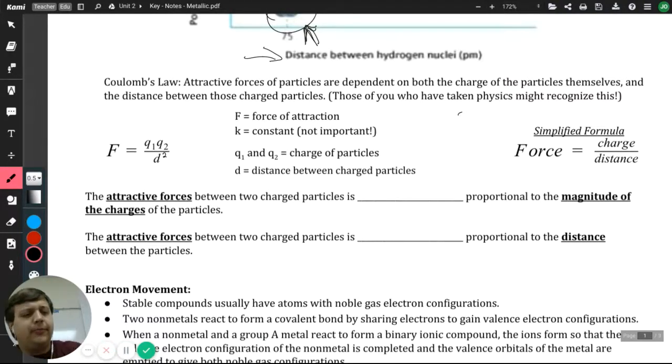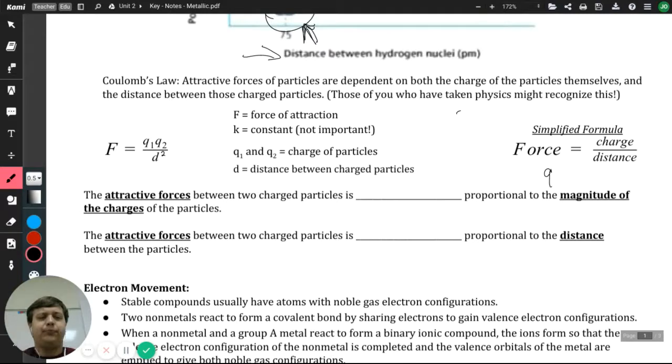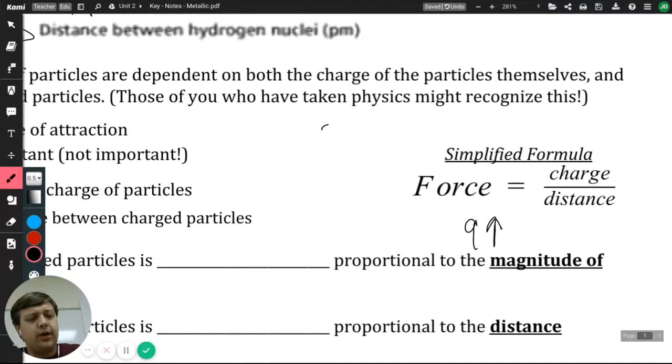So let's think about this. If I've got a charge, and let's say I increase the charge. So if I increase my numerator, what's going to happen to my force? Well, my force is also going to increase, right? So you increase the numerator, you increase the charge, you're also going to be increasing your force. What do we call that when both things go up? We call that directly proportional.